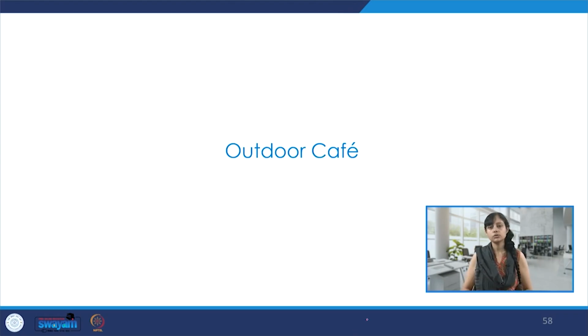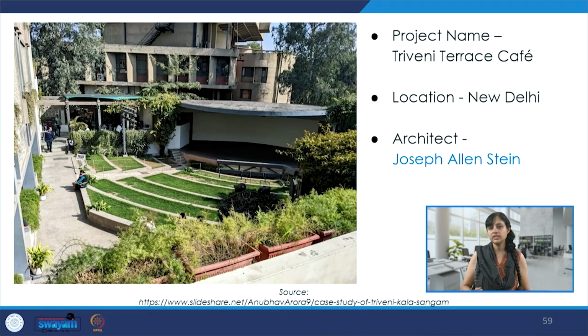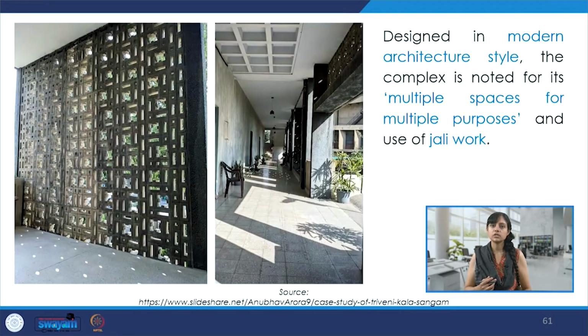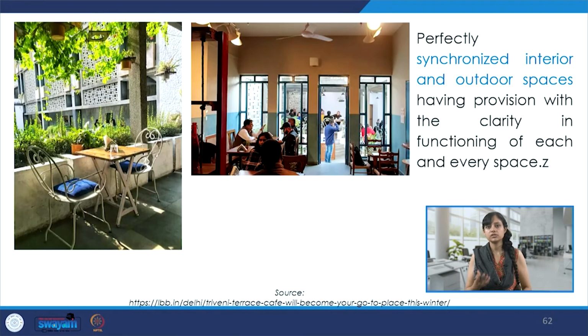Then there is this outdoor cafe. This is Triveni Terrace Cafe. It's one of my favorite projects. This is in New Delhi. This is designed by Stein, a very famous architect, and it's actually a part of Triveni Kala Sangam, where lots of cultural events happen and exhibitions are put up. It's a very, very interesting space, modern architecture style, use of interesting jali patterns, very interesting play of light and shadow.